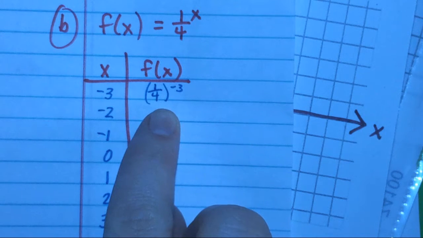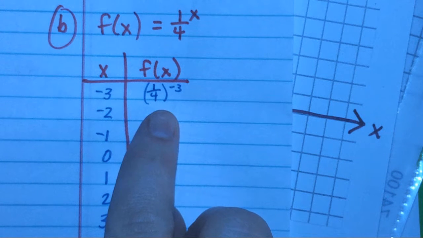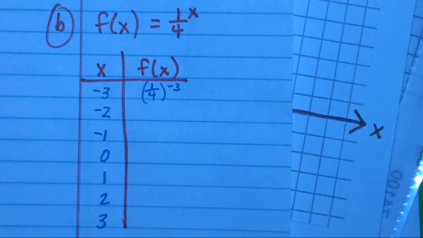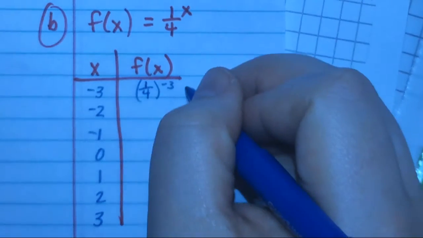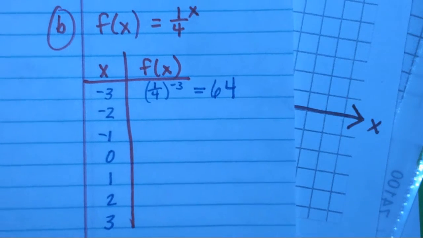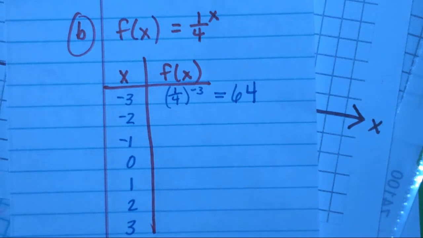If I wanted to have an easy day, and I really didn't want to overthink math, I would just type that into my calculator. When you type it into your calculator, what do you end up getting? You get 64. Now, if you really want to know why on earth a fraction raised to the -3rd ends up being 64, I will show you.